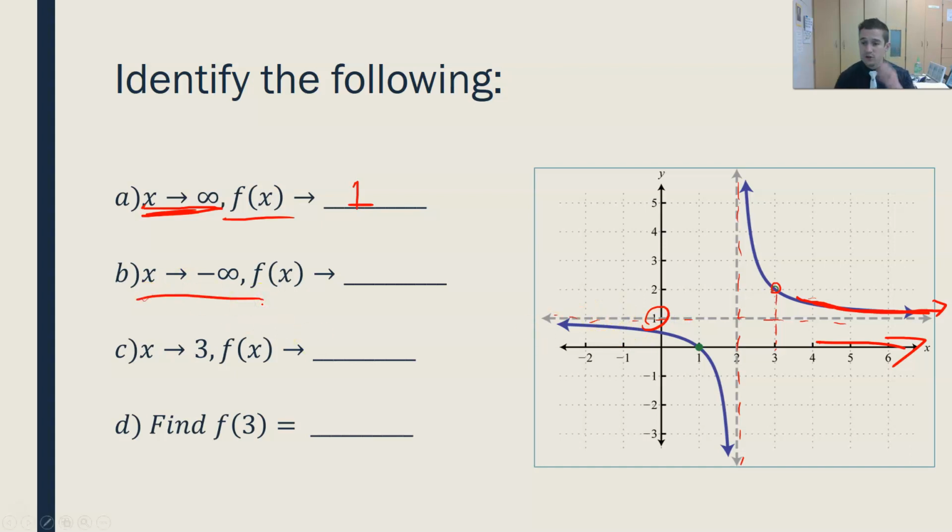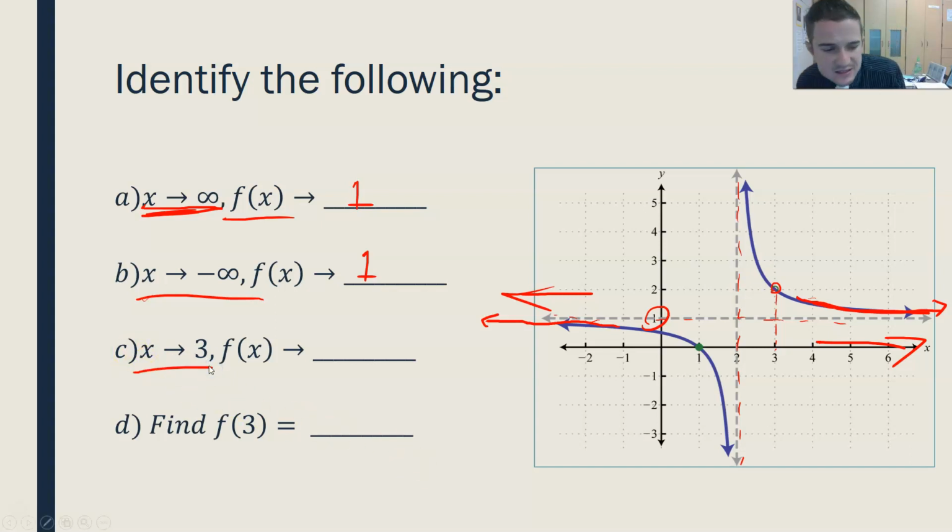In the other direction, as x goes towards negative infinity, or as x goes to the left, what's happening to my graph? Notice what's happening. I'm going to keep going and going and going. I'm not going up or down. I'm just kind of flattening out, getting really close to this asymptote at y equals 1. So as x approaches negative infinity, f of x approaches 1. Same thing. It's getting really close to 1. It's never actually going to touch 1, but it's going to get really close.